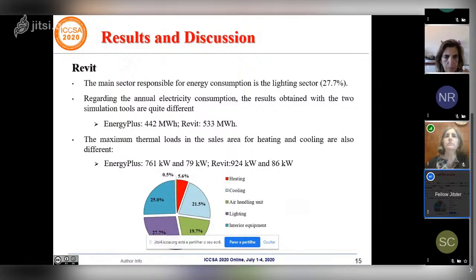Regarding thermal loads and annual electricity consumption, the results obtained with the two simulation tools are also quite different. With Energy Plus, we obtain 442 megawatt hour, while with Revit we obtain a higher value. We obtain the same trend for the maximum thermal loads in the sales area for heating and cooling. With Energy Plus, we obtain 761 kilowatt and 79 kilowatt, while with Revit we obtain also higher values.